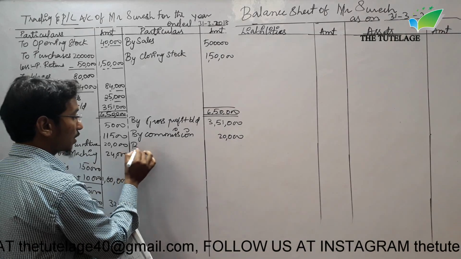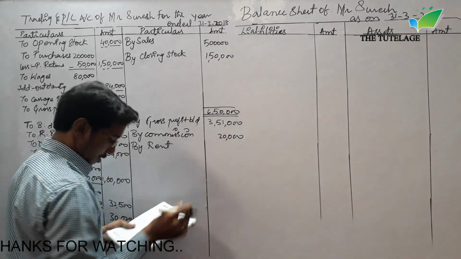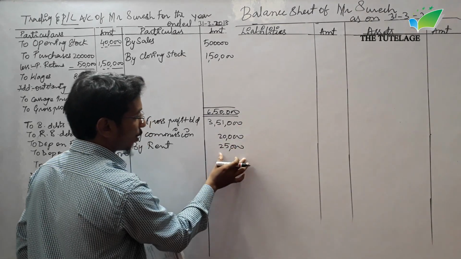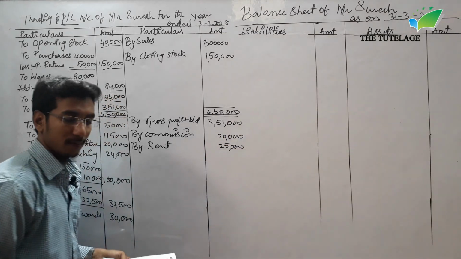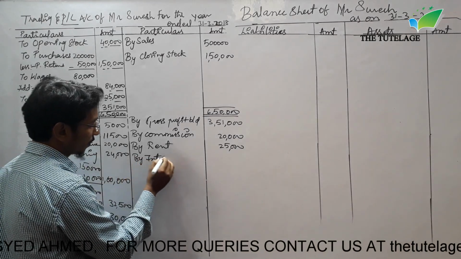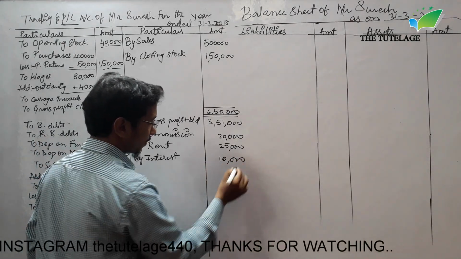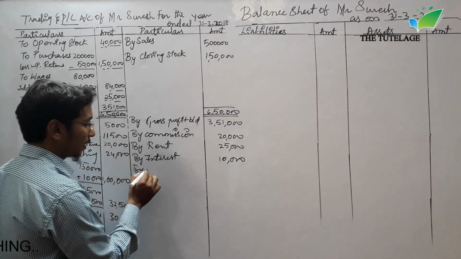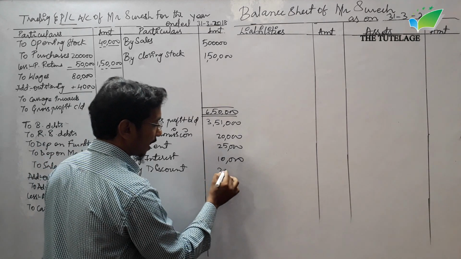And rent is also an income. Amount is 25,000. How am I recording the amounts? You should record in an order so we can easily calculate the addition and subtraction. Interest: by interest, amount is 10,000. And last is by discount. The credit side discount of the trial balance is an income, called discount received. Discount received is 25,000.